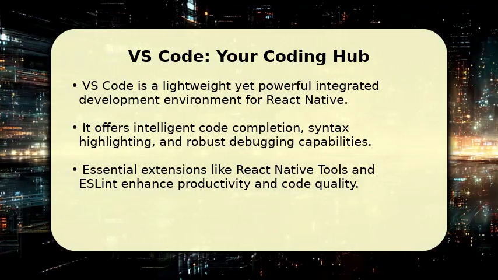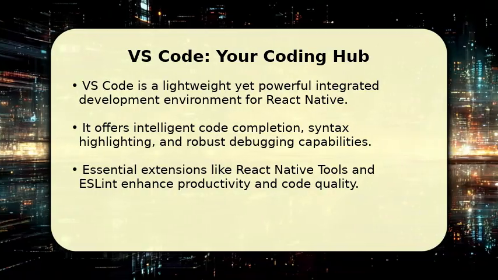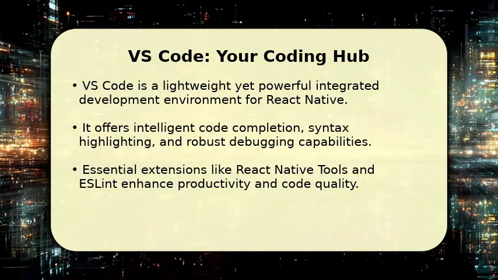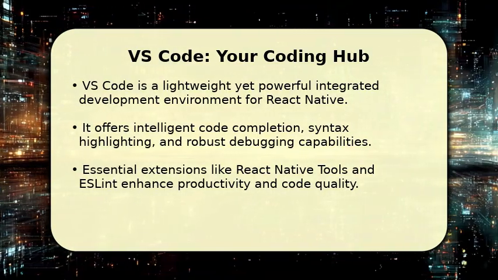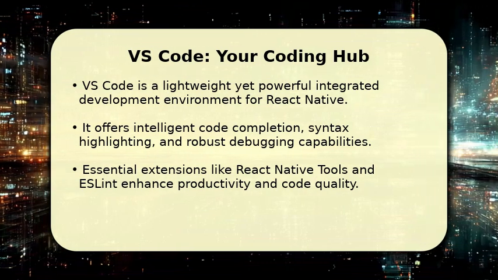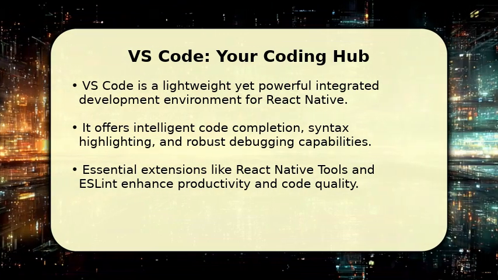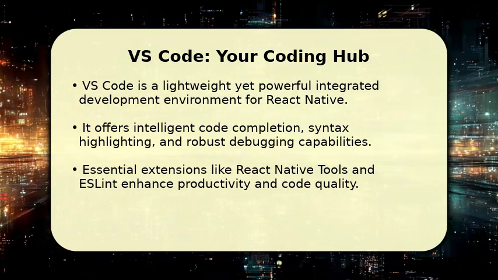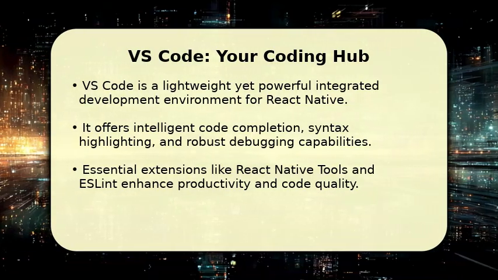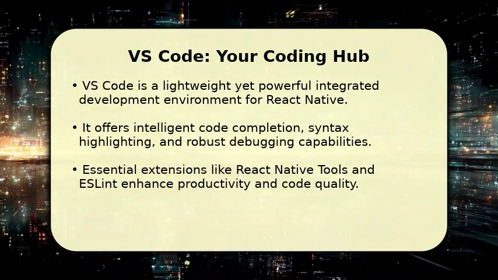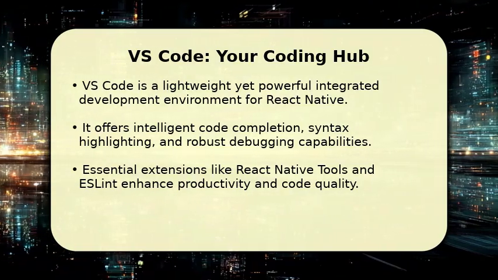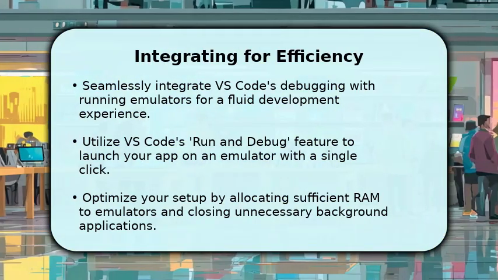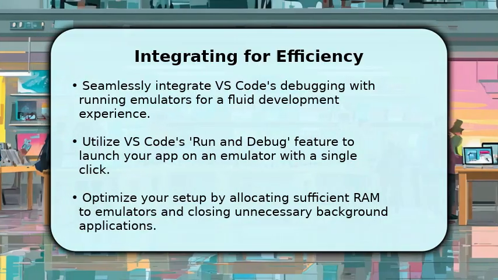Visual Studio Code, or VS Code, is your central hub for writing and managing React Native code. It's celebrated for its speed and extensive customization options. With features like IntelliSense, which provides smart code completion, and powerful debugging tools, it significantly boosts developer productivity. Crucial extensions, such as React Native tools, allow you to run and debug your app directly from the editor. Its integrated terminal and seamless Git integration mean you rarely need to leave the application, keeping your workflow smooth and efficient.